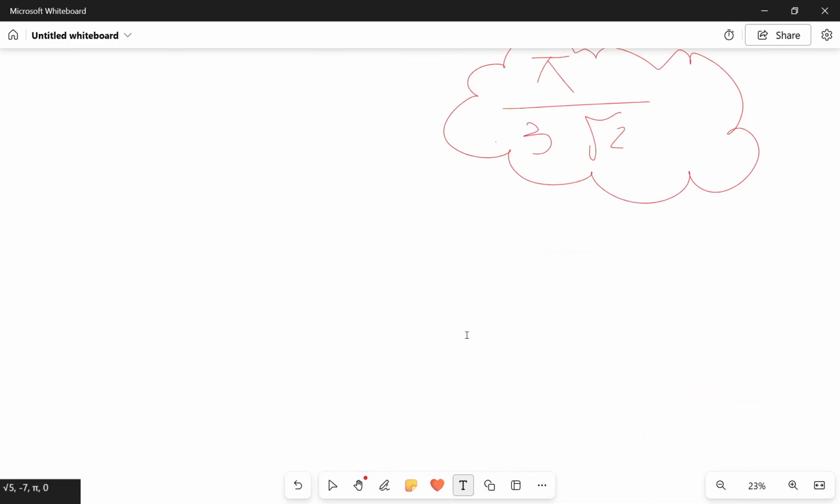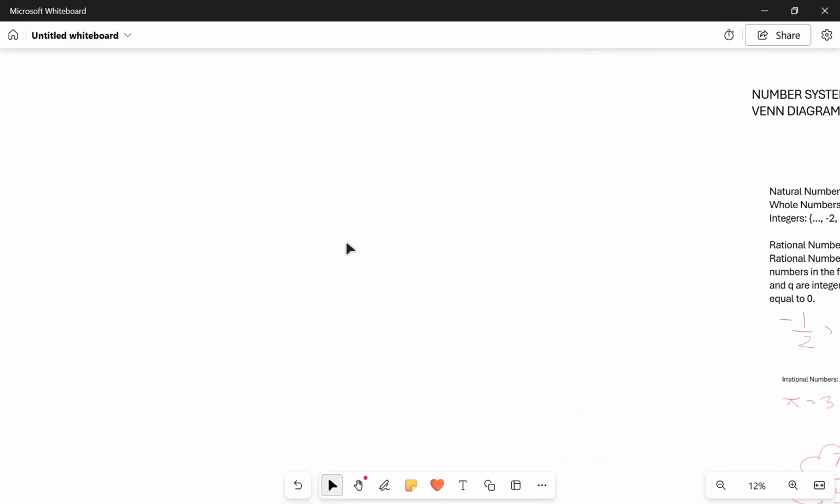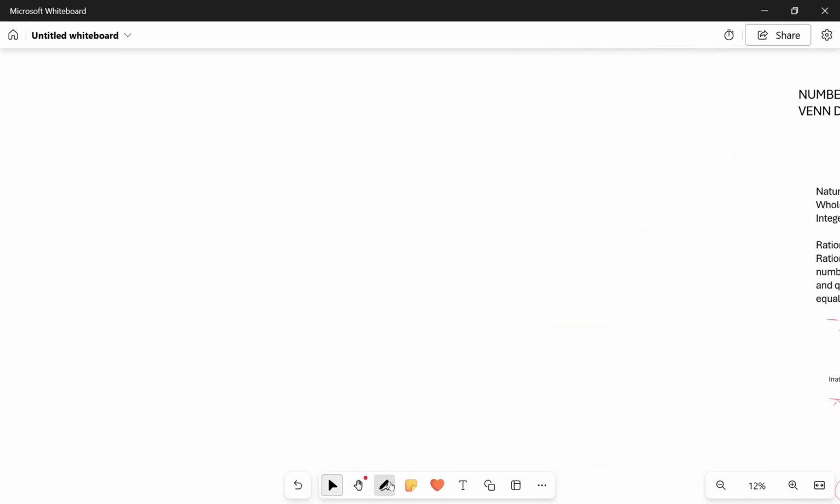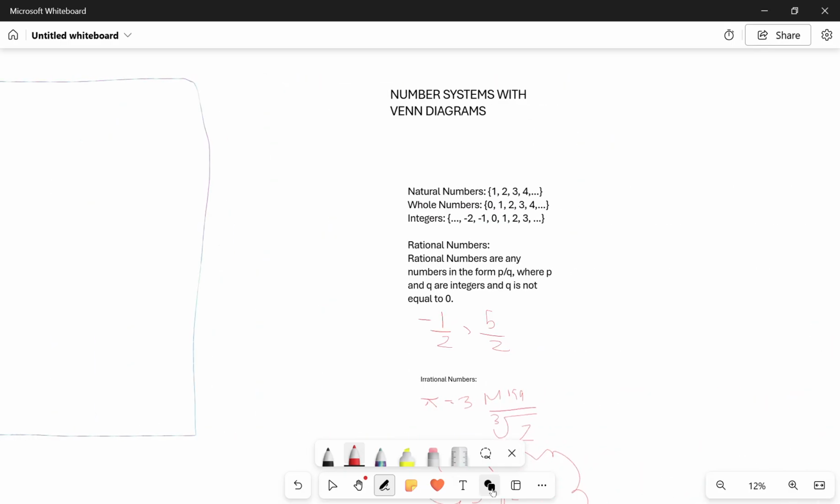And then we have real numbers, which consist of all of the above. So these are all the numbers in existence. Okay. Now, if I have to do it on a Venn diagram, the first thing I would do is draw a box.